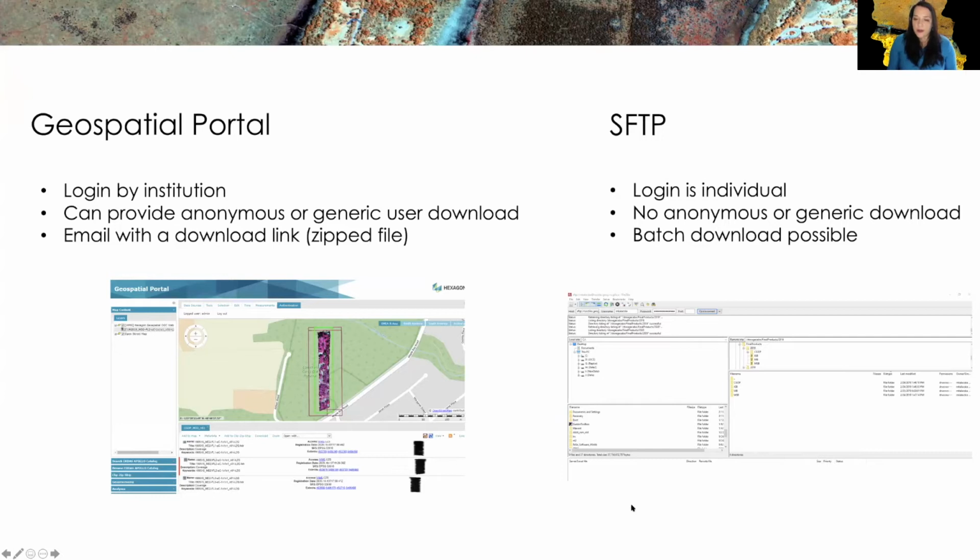And the real benefit here, though, is that batch download is possible. So you can take all of the flight lines from a single day or from a single sensor and download those over the course of an evening without individually selecting flight lines. And at the moment, it's the secure FTP that also allows access to the non-imaging data, such as photographs, field notes, and other data sets that I will show you.